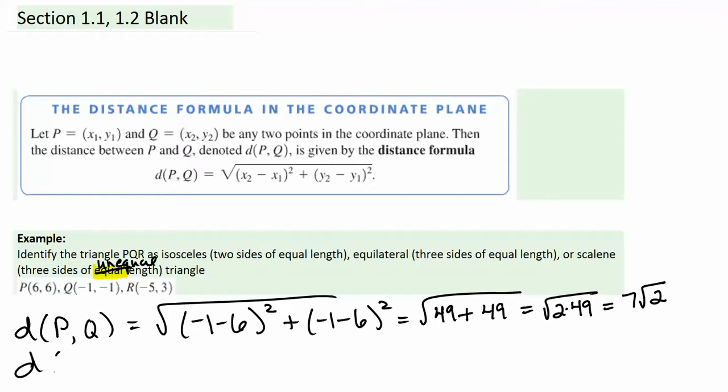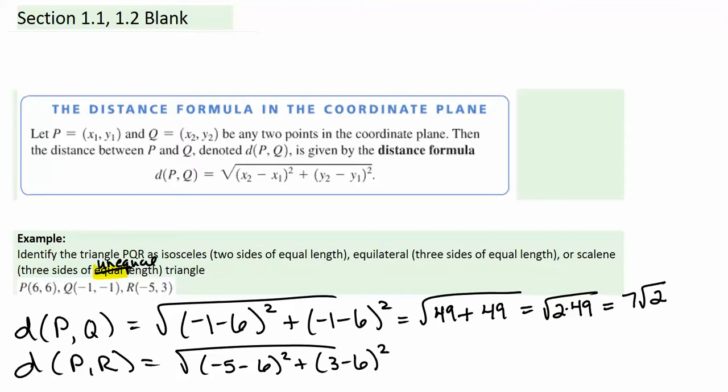Now, the distance from P to R is equal to the square root of, let's see, do the R first, so (-5 - 6) squared plus (3 - 6) squared. So this is -11 squared, which is 121. So the square root of 121 plus 3 minus 6 is -3 squared is positive 9. So this is the square root of 130.